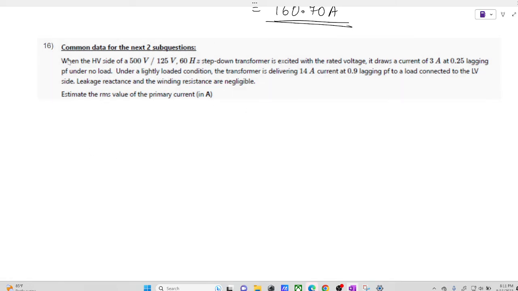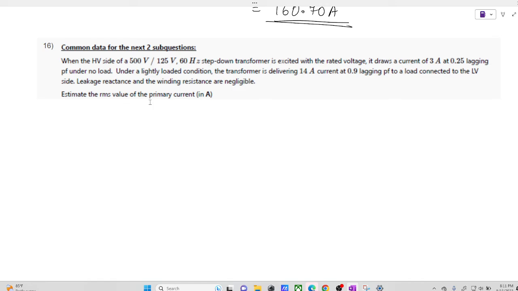Now, the question is, when the high voltage side of a 500 volt by 125 volt 60 hertz step down transformer is excited with the rated voltage, it draws current of 3 ampere at 0.25 lagging PF under no load. Under a lightly loaded condition, the transformer is delivering 14 ampere at 0.9 lagging power factor to a load connected to the low voltage side. Leakage reactance and winding resistance are negligible. They have asked to estimate the RMS value of primary current.